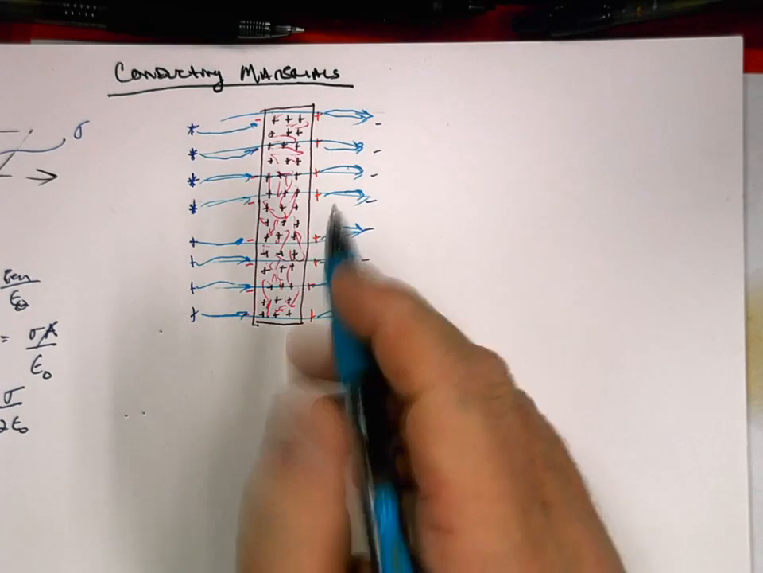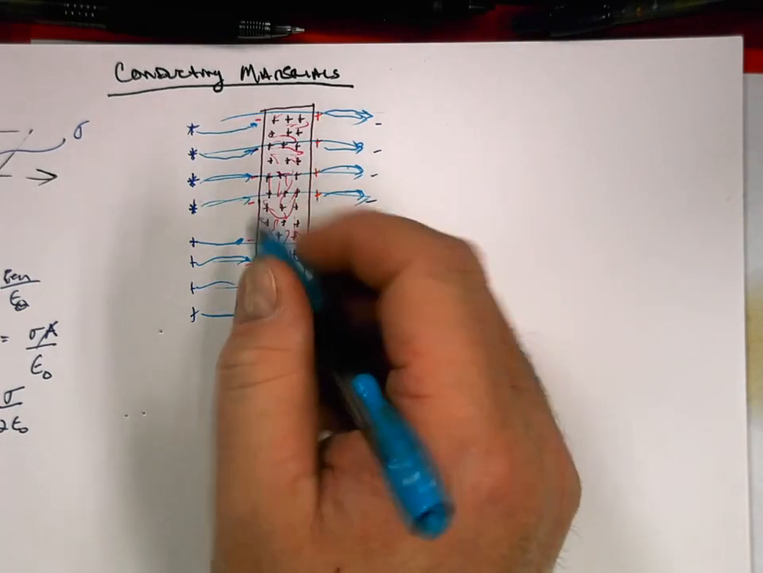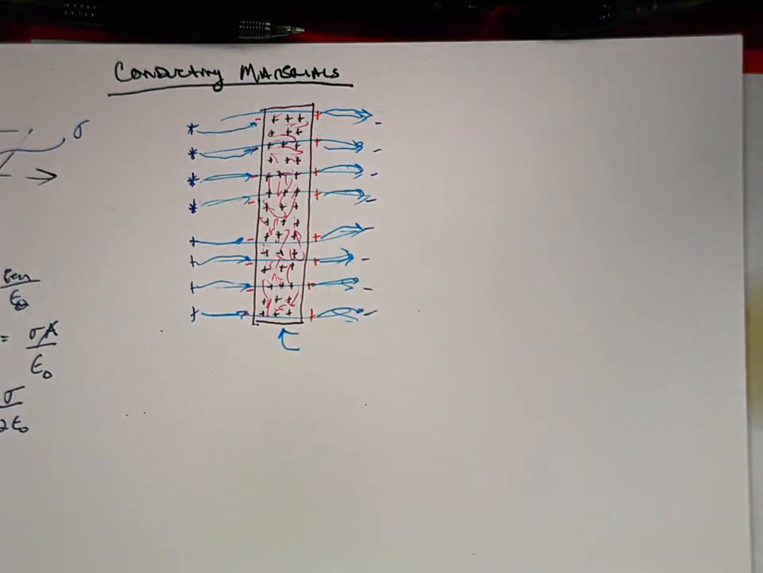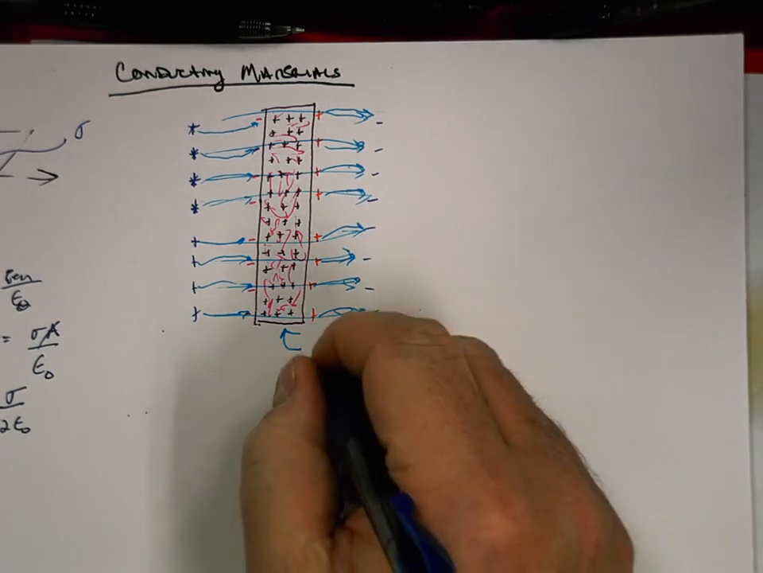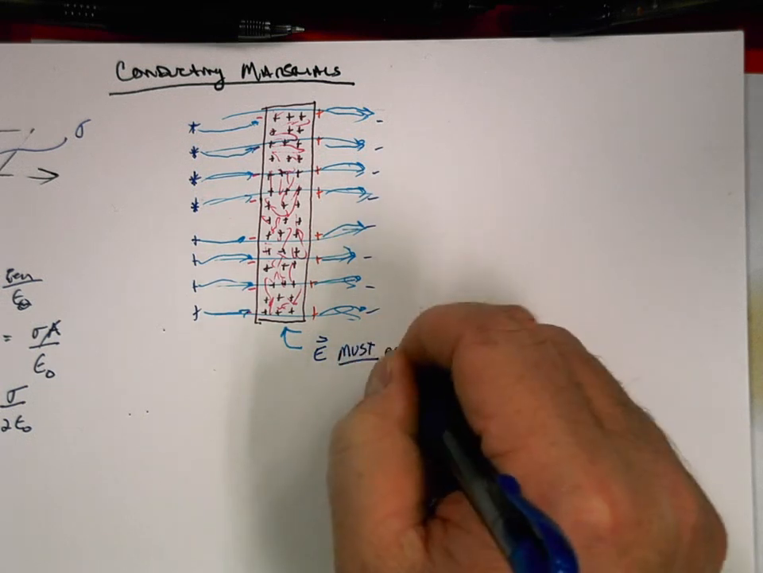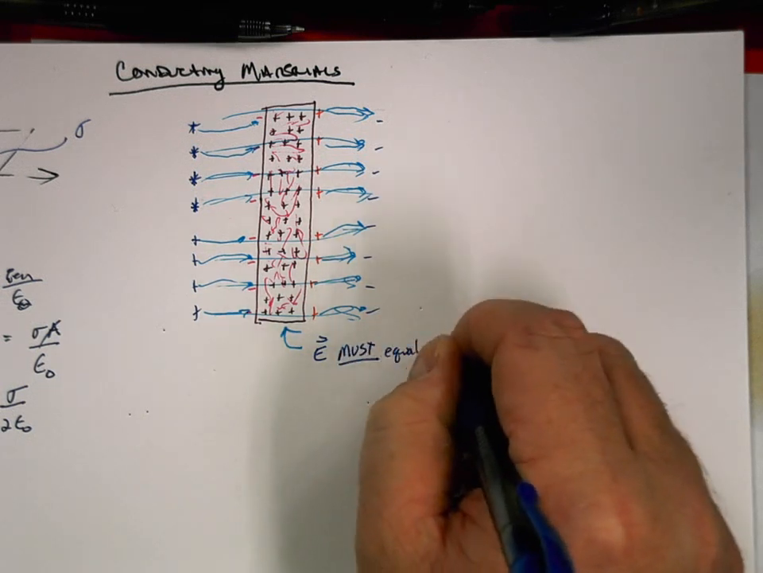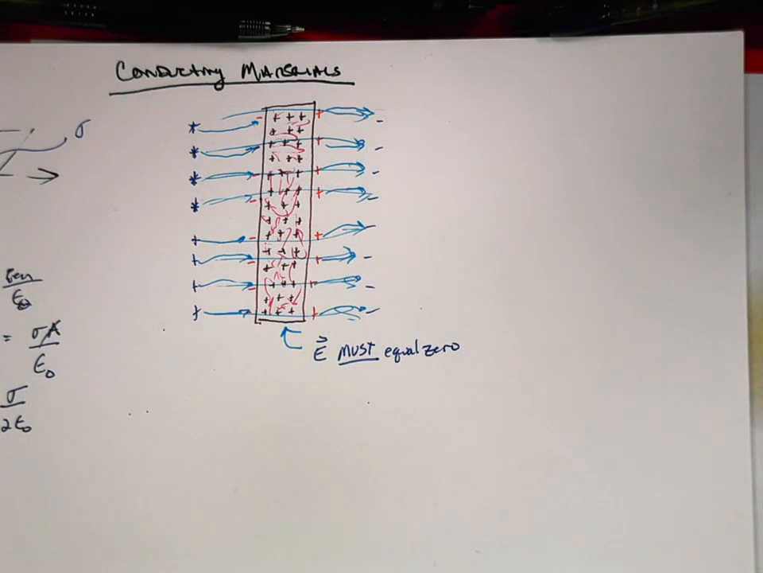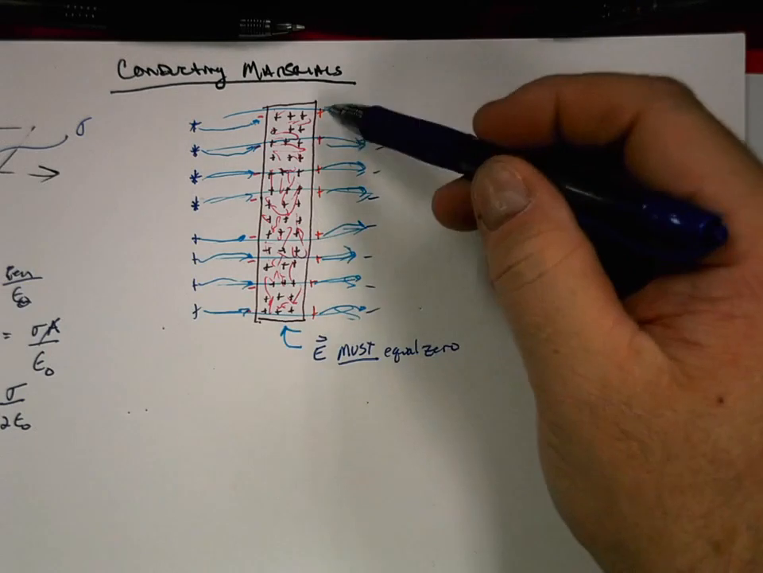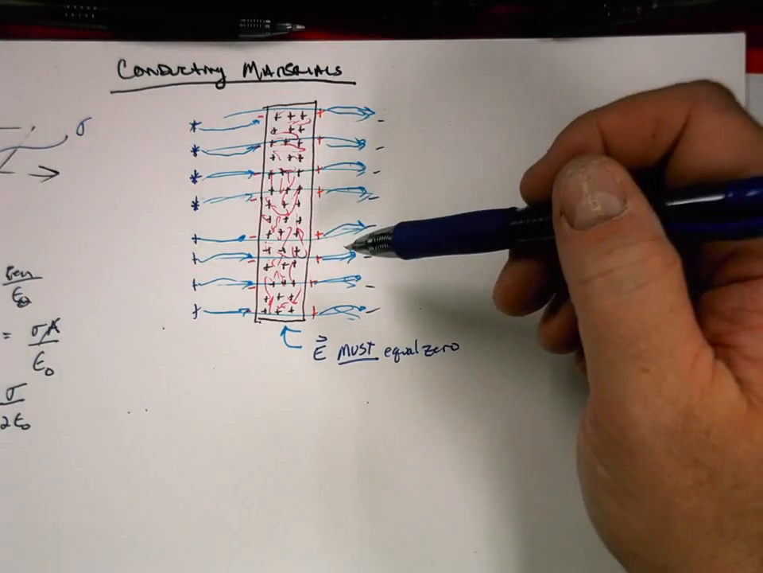which means that inside our conductor, the electric field must equal 0. So if we have a conductor that is in an electric field, if you're inside the conductor, there is no electric field. None. And all of the charge goes to the outside of the conductor.